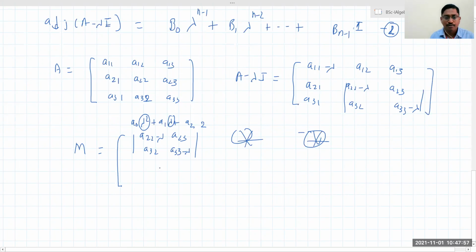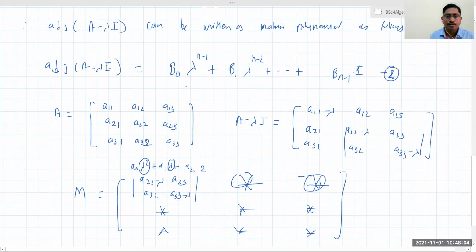Here also you'll get lambda square coefficient. So lambda square is taken common, and what is remaining? What remains is a 3 by 3 matrix, denoted by B naught. Similarly, lambda is taken common and the remaining matrix is denoted by B1.